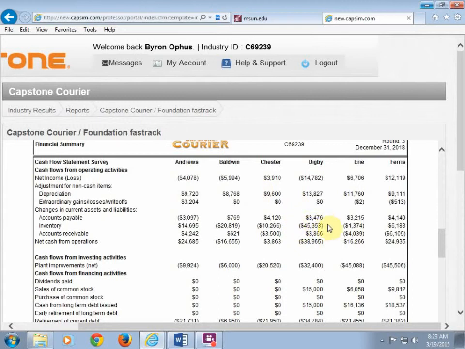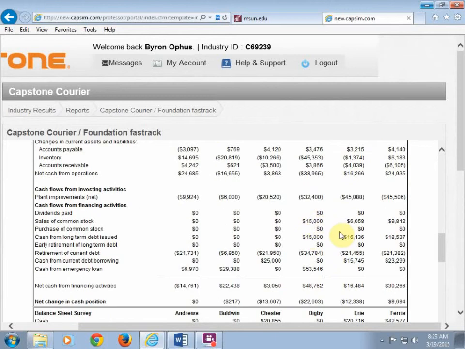Inventory, yeah, they had a $45 million change in inventory, so that led to probably Digby's emergency loan. So what was their emergency loan? 50 million?